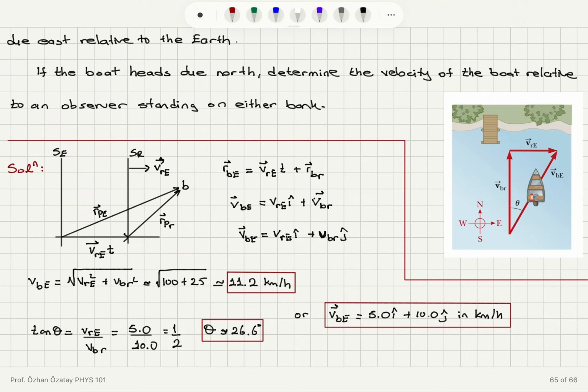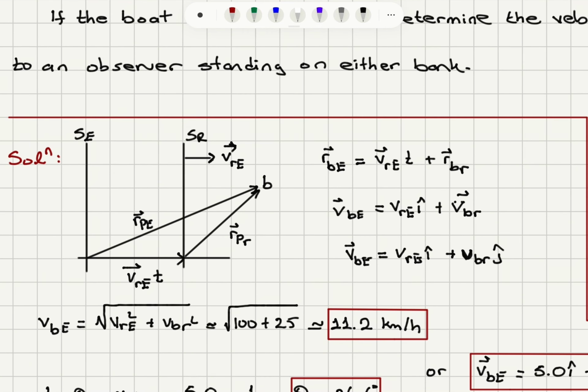So this would be our VBA. If the boat heads due north, determine the velocity of the boat relative to an observer standing on either bank, this bank or that bank, which means we're looking at the earth reference frame. Now, here is our earth reference frame. Here is our boat reference frame, the river reference frame.